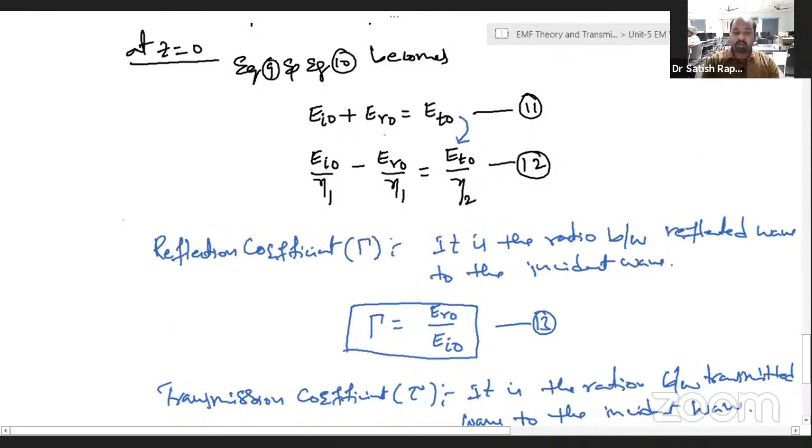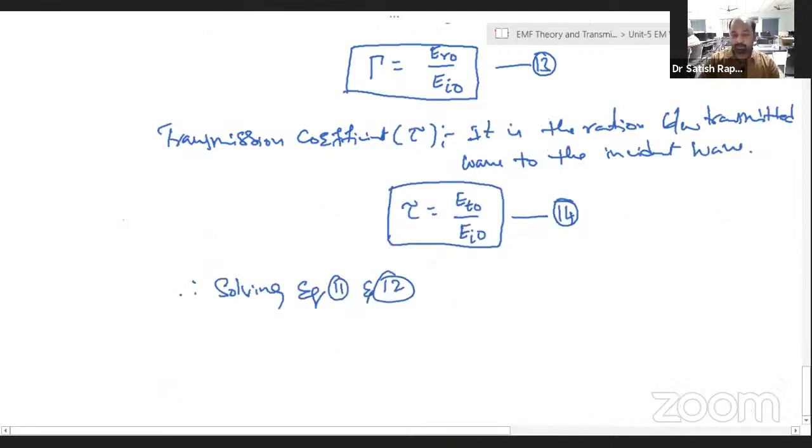And similarly, in the second step, find out ER naught and substitute ER naught here. What is ER naught here? ET naught minus EI naught. If you substitute ET naught minus EI naught here, then this equation will become a function of EI naught and ET naught. And find out the ratio ET naught by EI naught, you'll get the transmission coefficient.